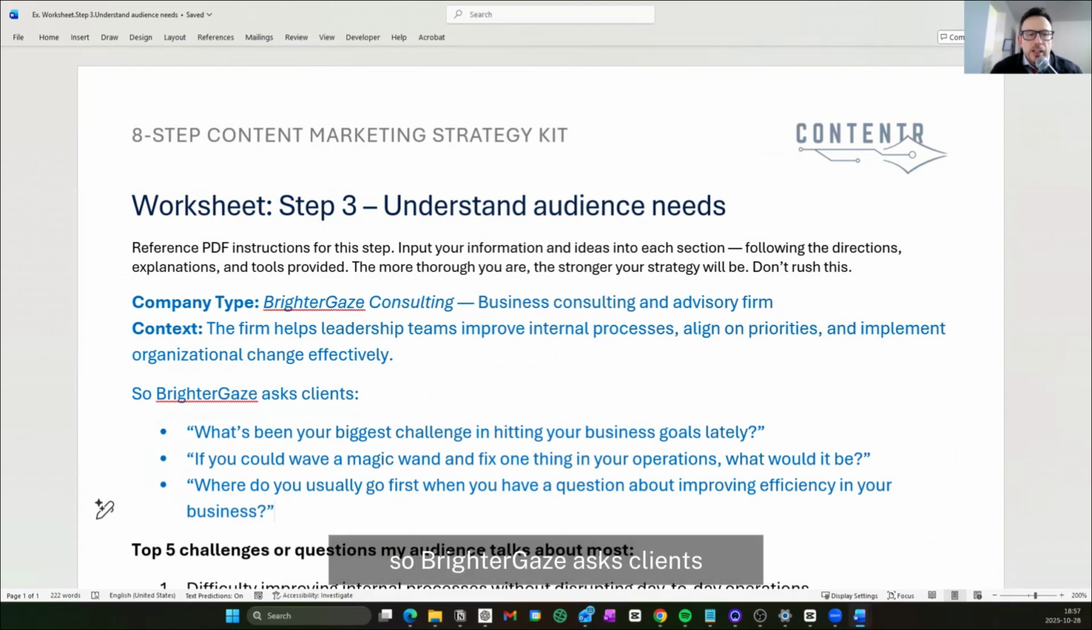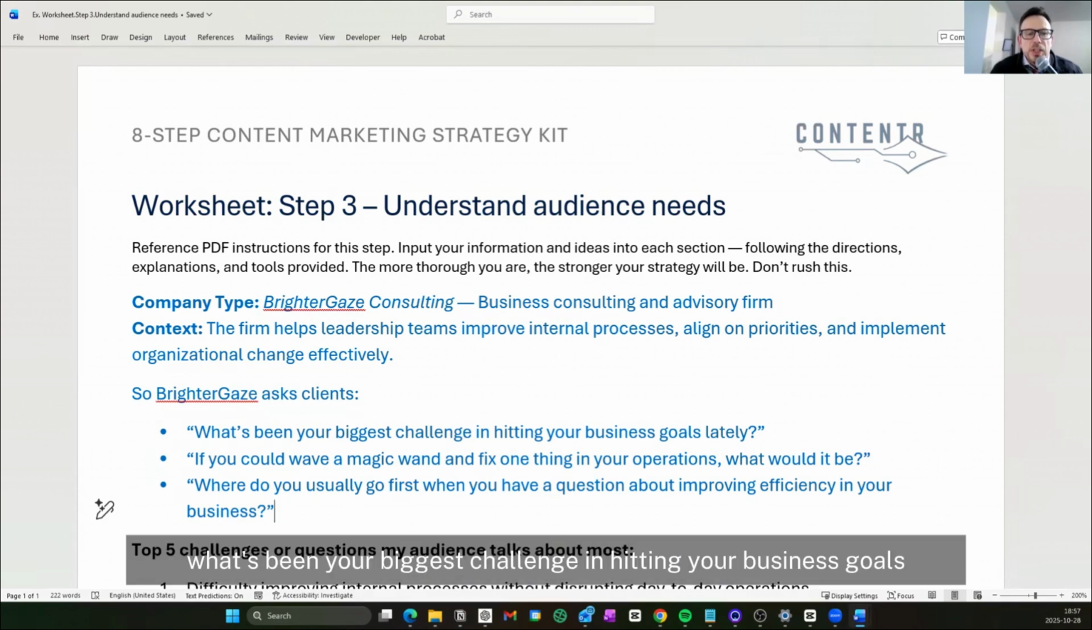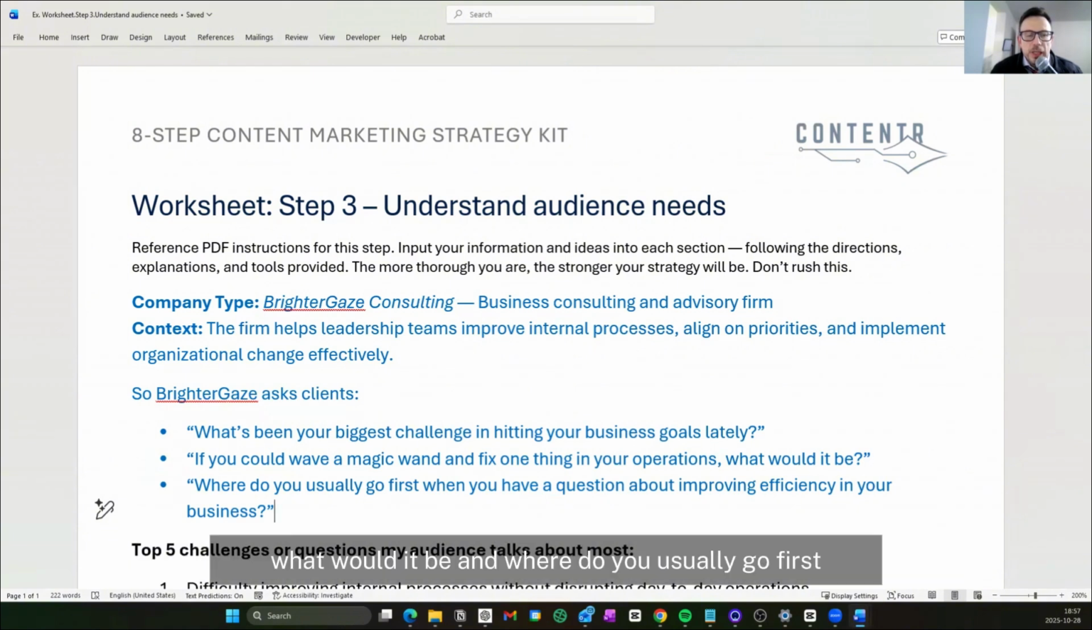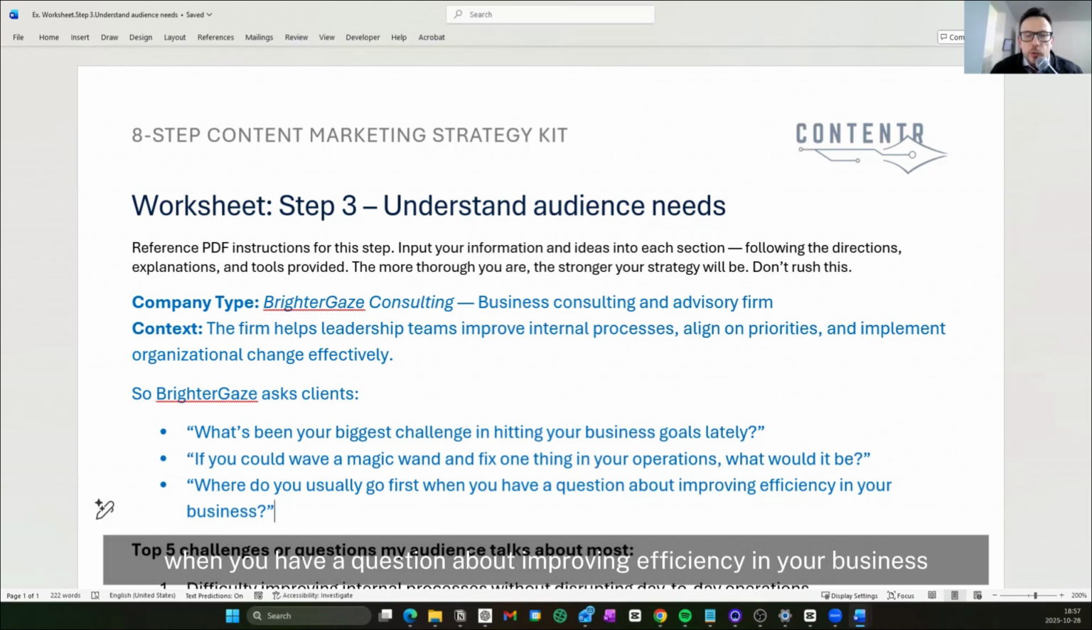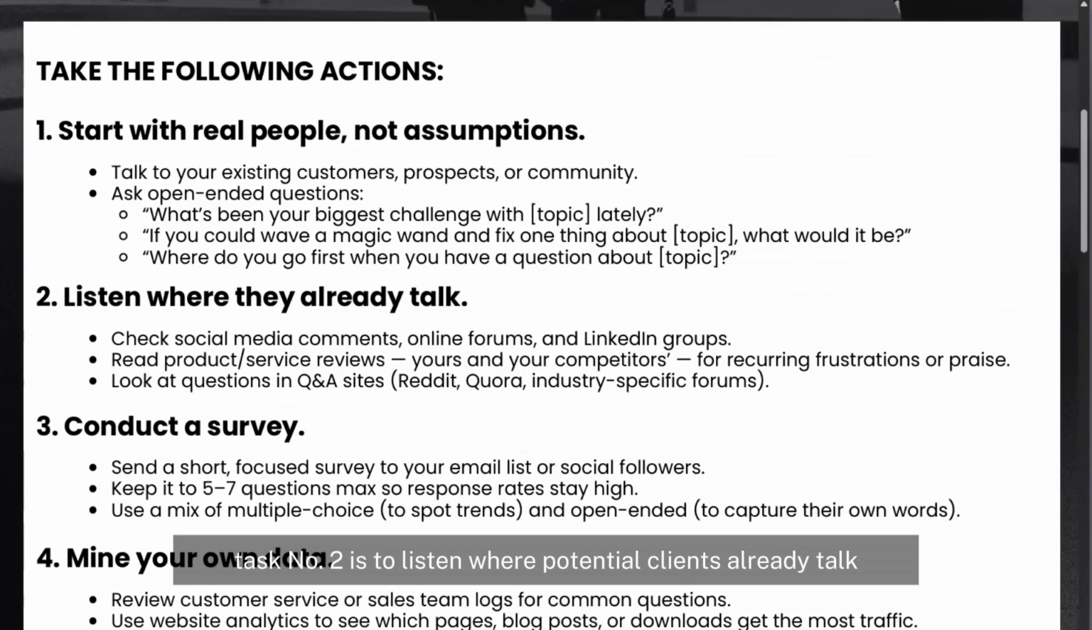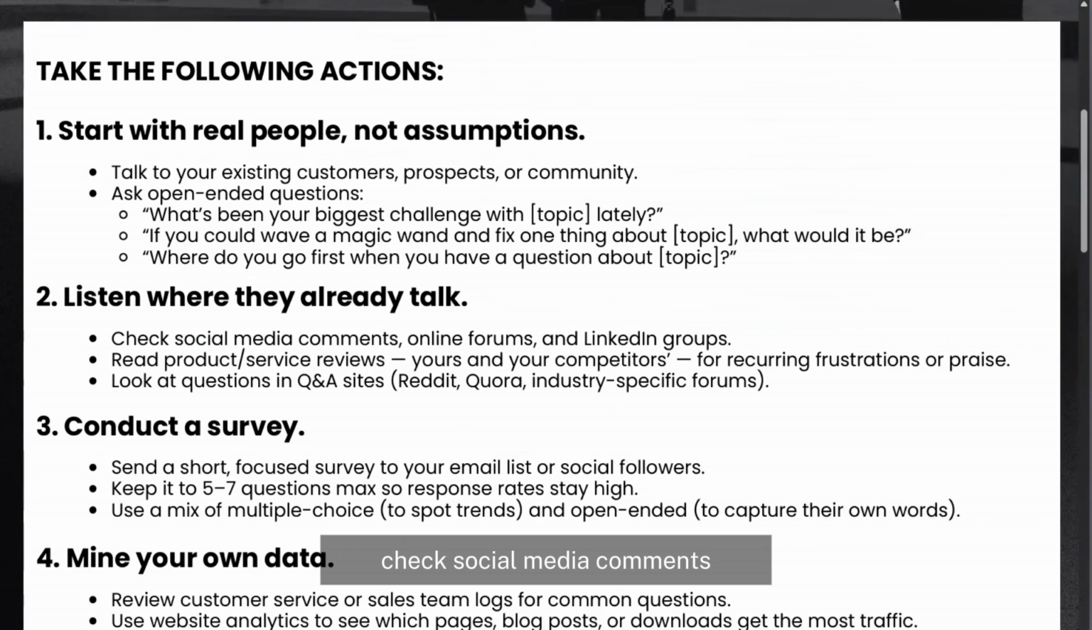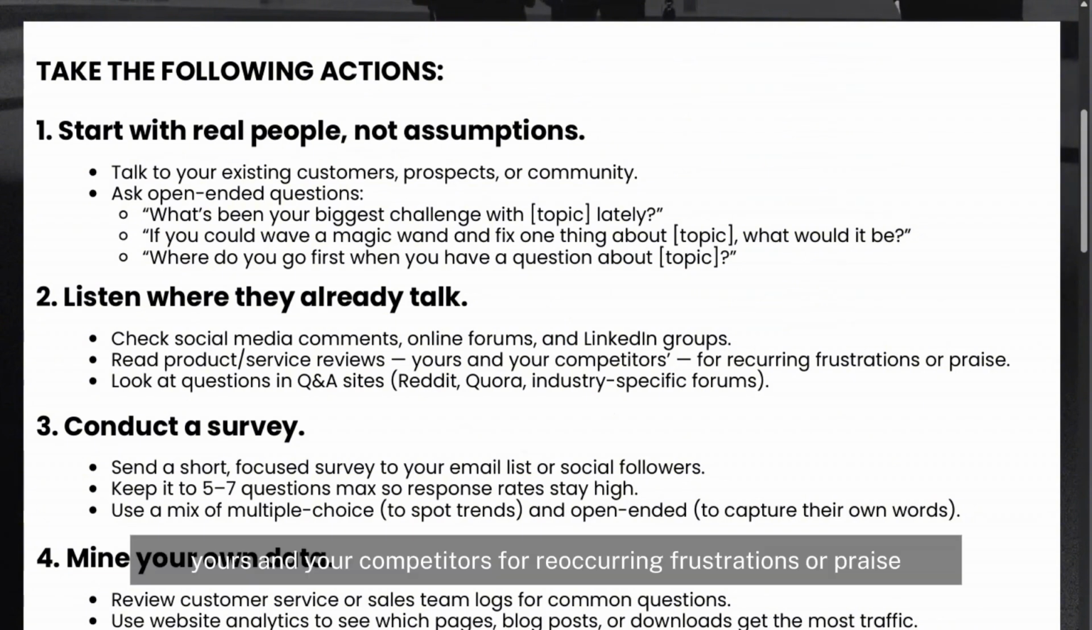So Brighter Gaze asks clients, what's been your biggest challenge in hitting your business goals lately? If you could wave a magic wand and fix one thing in your operations, what would it be? And where do you usually go first when you have a question about improving efficiency in your business? Task number 2 is to listen where potential clients already talk.